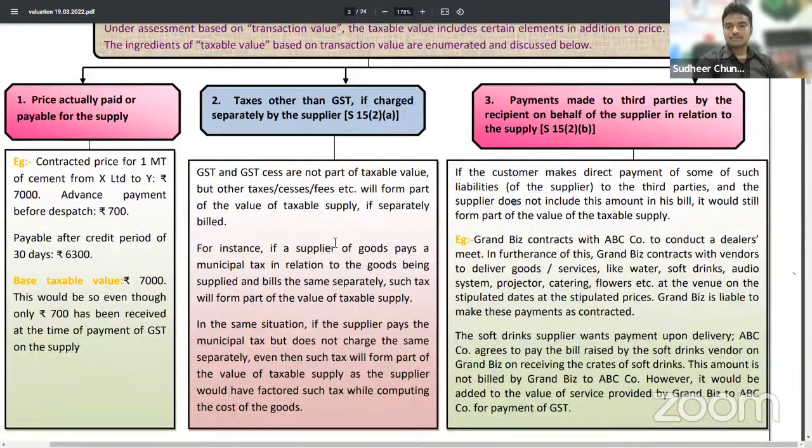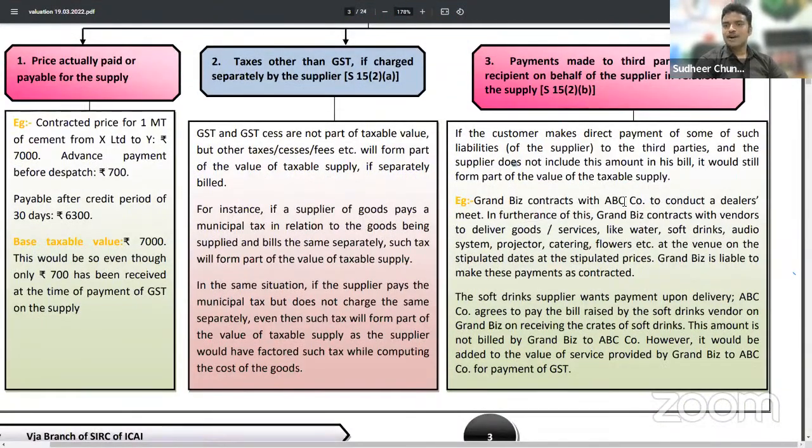So here, if you see, Grand Bridge contracts with the ABC company to conduct a dealers meet. In furtherance of this, Grand Bridge contracts with vendors to deliver goods like water, soft drinks, audio system, projector; all these services were being provided. The soft drink supplier wants payment upon delivery. ABC company agrees to pay the bill raised by the soft drinks vendor on Grand Bridge on receiving crates of the soft drink. This amount is not billed by Grand Bridge.